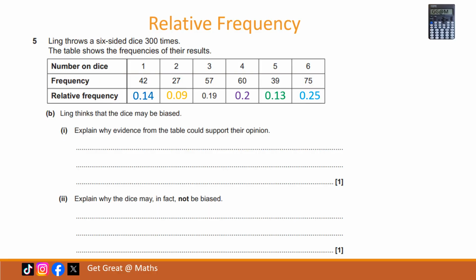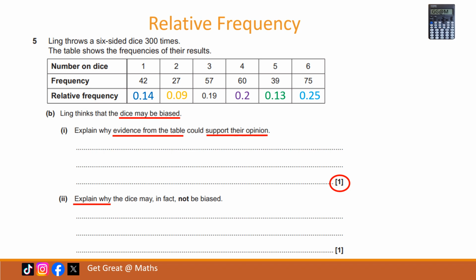This question is linked to relative frequency and we're going to be looking at a reasoning question and working out how we can get maximum marks for this question. Now the keywords in the question are that we've got a dice and it may be biased, so we need to know what that word biased means. Then we've got to look at the evidence from the table that you calculated above, and then we've got to support your opinion. This is worth 1 mark.